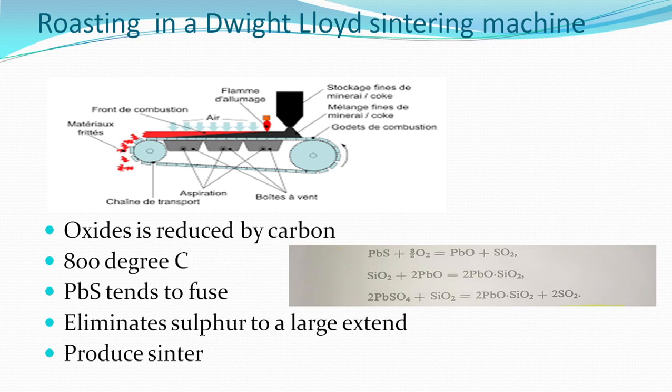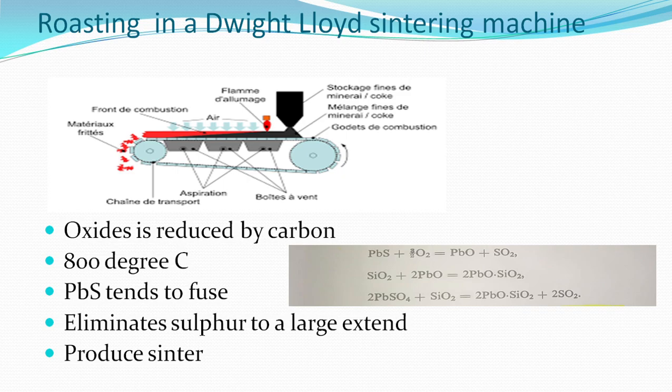So my friend, three important chemical reactions take place in the sintering machine. First, lead sulfide reacts with oxygen to produce lead oxide plus sulfur dioxide. This sulfur dioxide is released into the atmosphere.